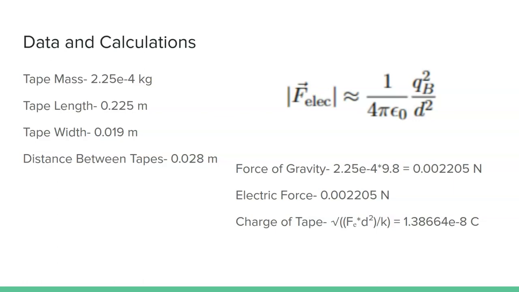So I found the force of gravity using the mass of the tape and the acceleration of gravity, and that's what I got. And the electric force is going to be equal to the force of gravity since after I get the bottom U-tape close enough to the top U-tape, it doesn't move anymore. So the acceleration would be 0. The charge of the tape is found by deriving an equation for Q from Coulomb's law, and I got 1.38664 E-8 coulombs.